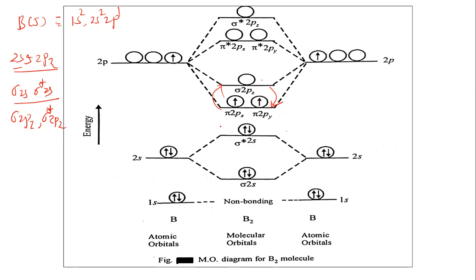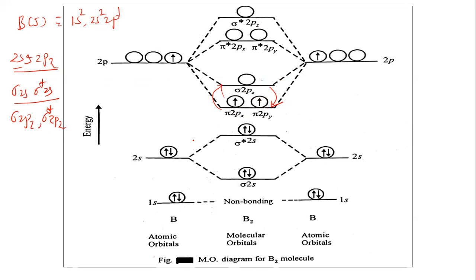Sigma 2pz has an increase in energy level due to the mixing of the atomic orbitals. Hence, pi 2px and pi 2py now have a lower energy level than the sigma 2pz. So thus there is a change in the energy level of the molecular orbitals. And this change can be seen in the case of boron, carbon and nitrogen molecules. So let us see what will happen due to this.